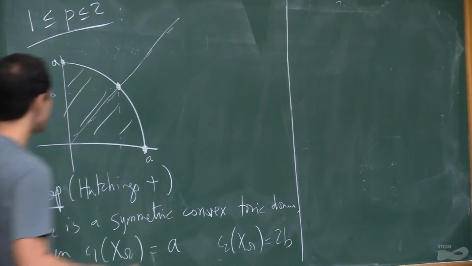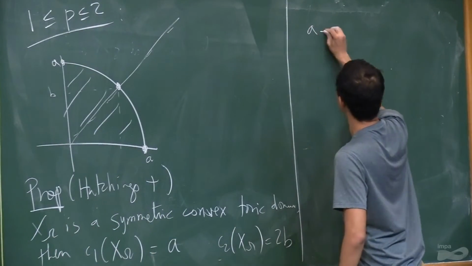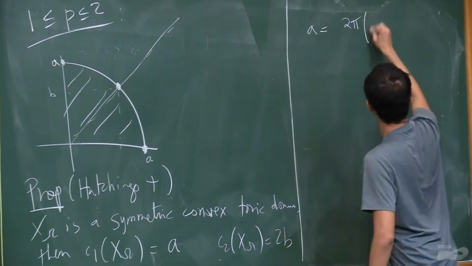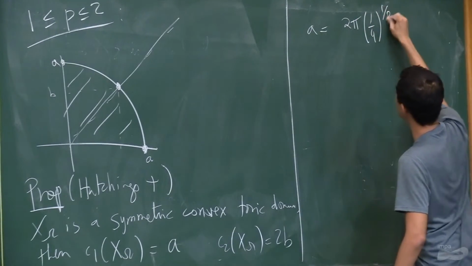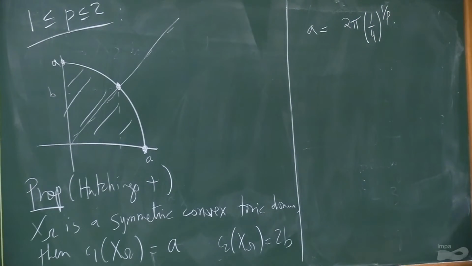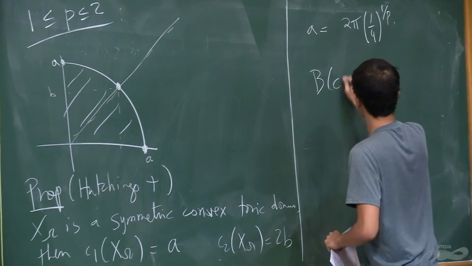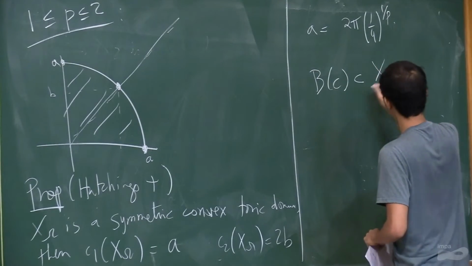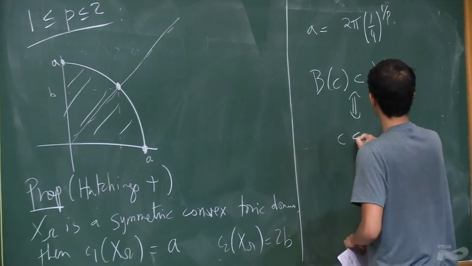So A is 2 pi times 1/4 to the 1 over p, which looks like a slightly ugly number, but it's exactly what you need to get rigidity. Using Holder's inequality, for example, you can see that the ball is contained in X_p if and only if c is less than this number.